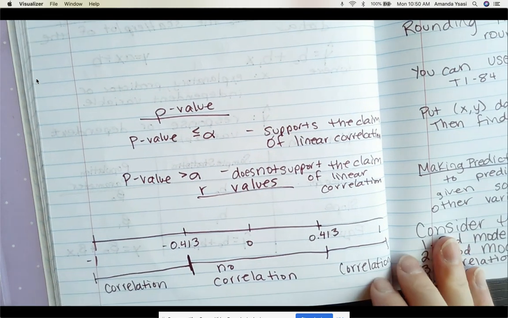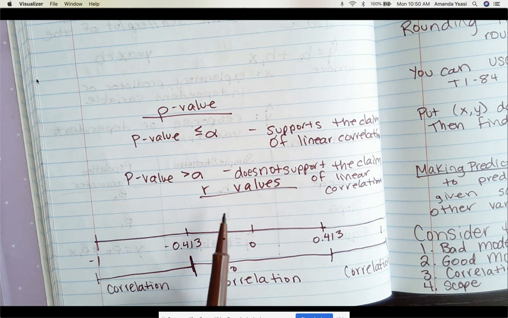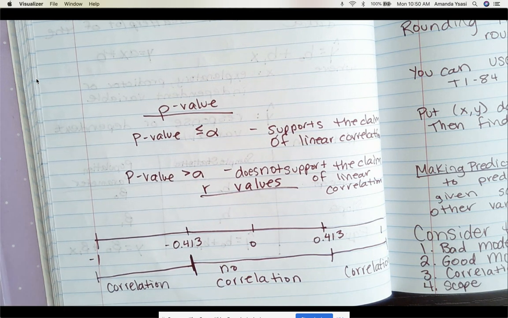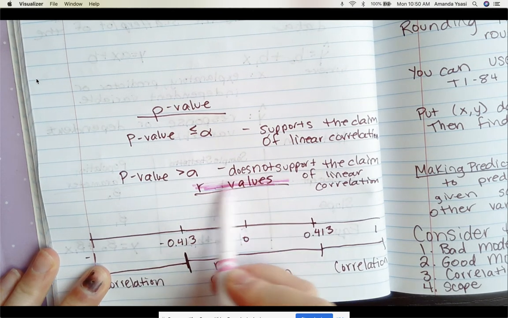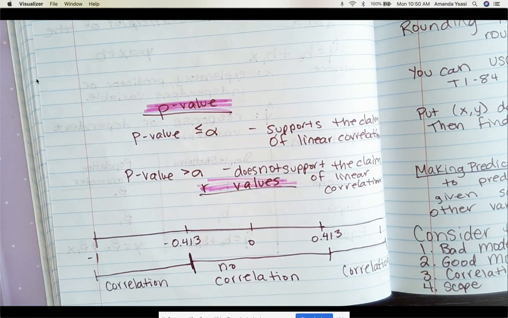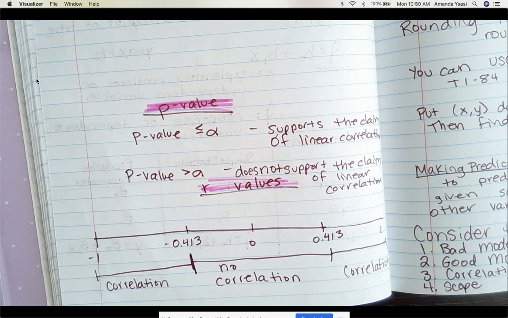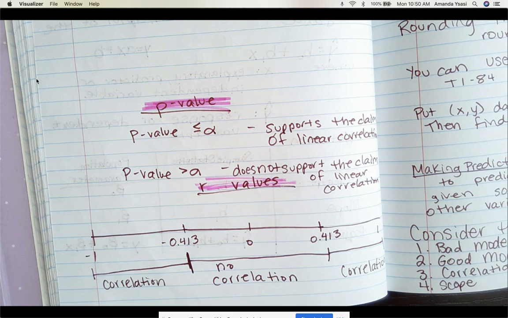So you've got to look at the r value, and you've got to look at the p-value as well. Sorry, I was trying to highlight. Okay, so let's continue with scope, which is the next thing.